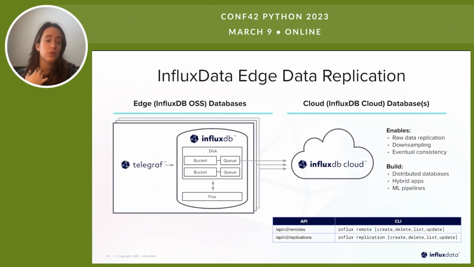So tangibly, the feature of edge data replication consists of 2 new API endpoints, the remotes and replication endpoints, and 2 new CLI commands, the remotes and replication commands. And each replicated bucket also gets a dispatch queue for buffering data safely in case of any disruptions that might exist.